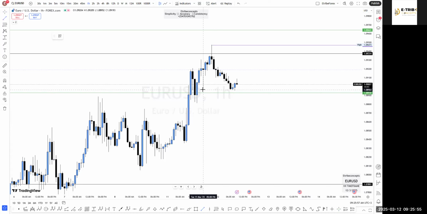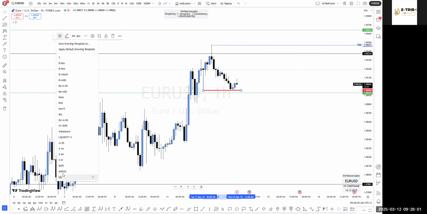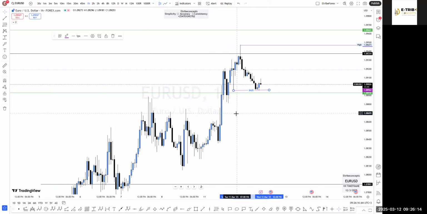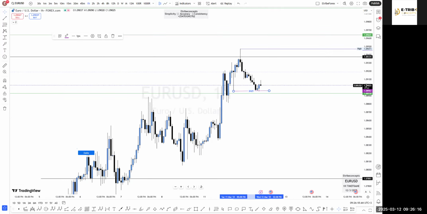So I'm anticipating probably to have, because we are in a daily time frame area of liquidity. Just a moment. I want to do something right. So I'm anticipating to have two things. I'll show you something.